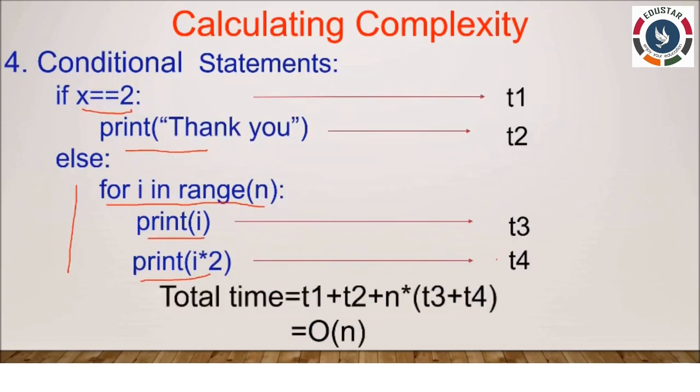And the fourth one, calculating a conditional statement. So what is a conditional statement? If you use an if statement in the program, that particular statement is called a conditional statement. Here we are checking t1. If t1 is correct, it will print thank you, and suppose the condition is wrong, it moves to the else part, and here we write a for loop and print the t2, t3 and t4 values. So here we are using some formula, and then we are finding the Big O notation value.